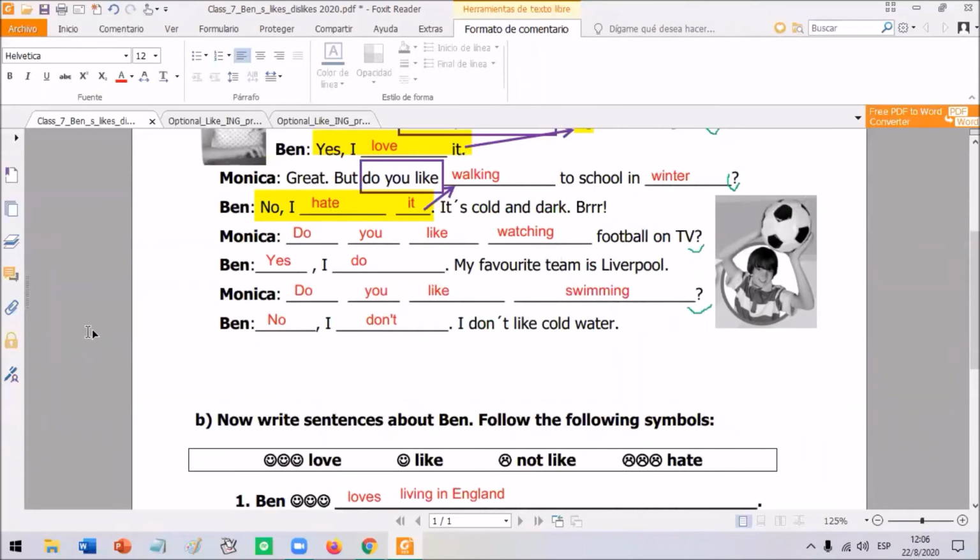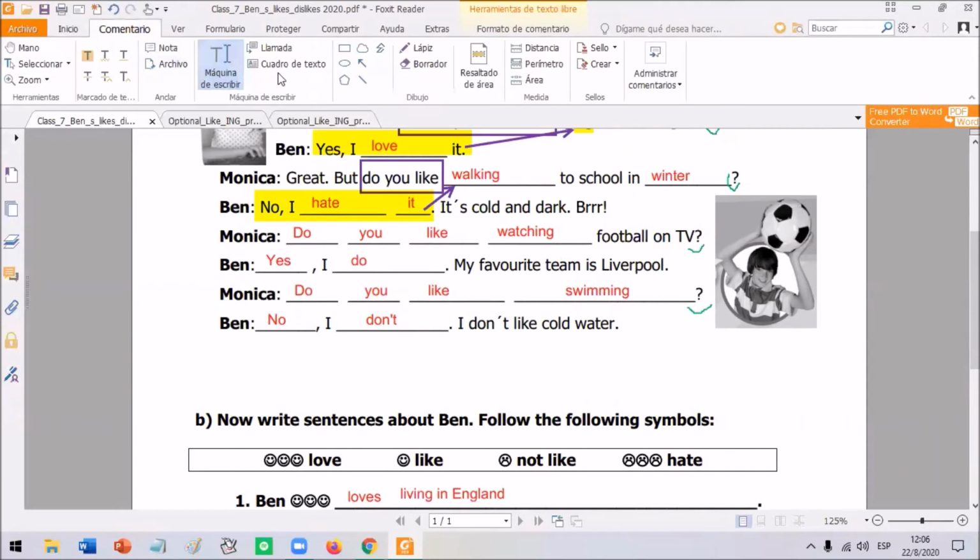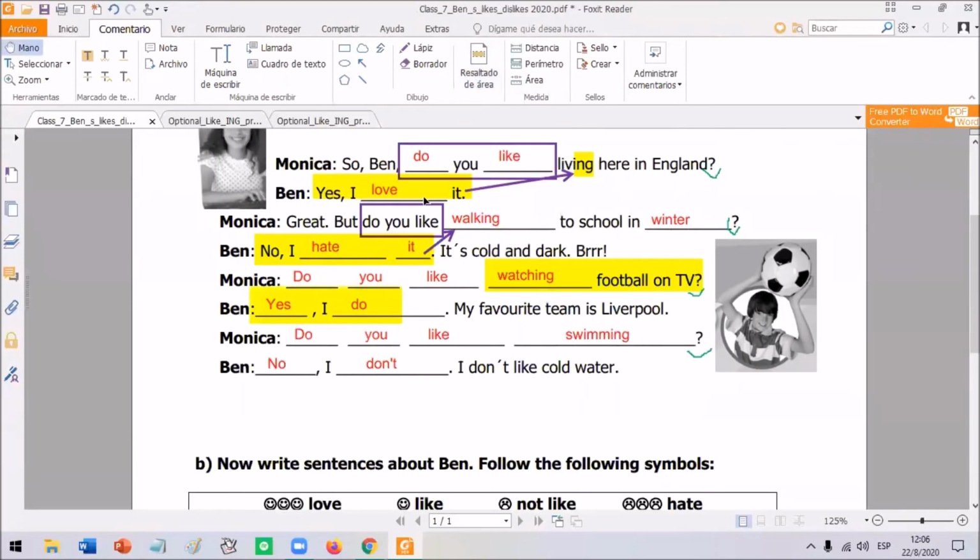Let's take a look. Okay, very good. Acá cuando Mónica le pregunta, do you like watching football on TV? He says, yes, I do. O sea que sí, que le gusta. No dijo, yes, I love it, como en la primera. Okay? No, no es que le encanta. Le gusta. So, do you like watching football on TV? Yes, I do. De esta acción vamos a hablar ahora, right?